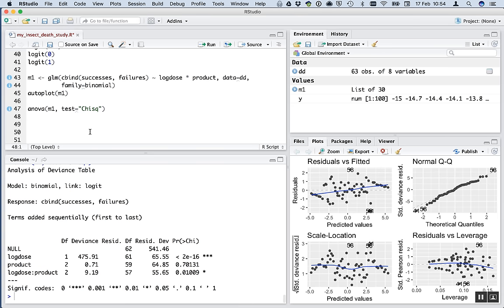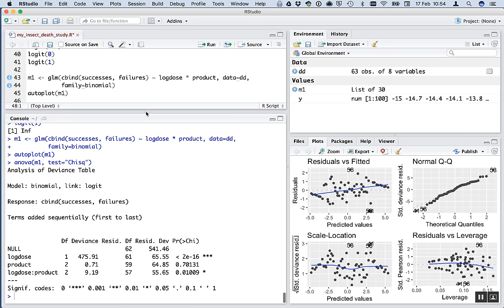Run that. So it's an analysis of deviance table. It's very helpfully telling us that the model is binomial and the link is logit. So it's just telling us what it's done. The response was cbind, successes and failures. It says terms added sequentially, first to last. So it's added log dose first.